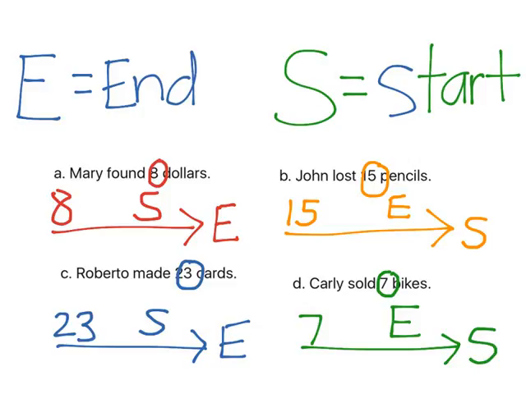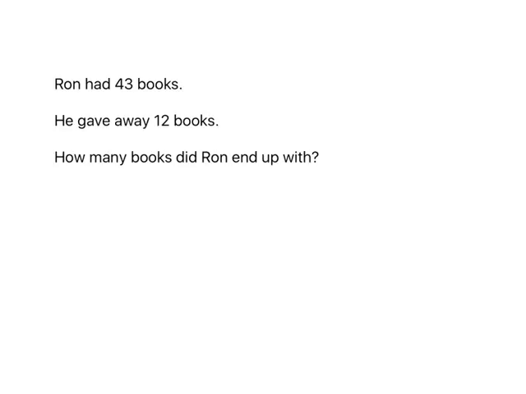After we're familiar with using E and S, we can use those variables to help solve problems. Let's take a look at this problem. Ron had 43 books. He gave away 12 books. How many books did Ron end up with? First, I need to find the number that tells how many more or how many less. Ron had 43 books. That tells me how many he started with, so I'll move on to the next sentence. He gave away 12 books. If he gave away books, that tells me how many fewer books or how many less. So 12 is my first small number.